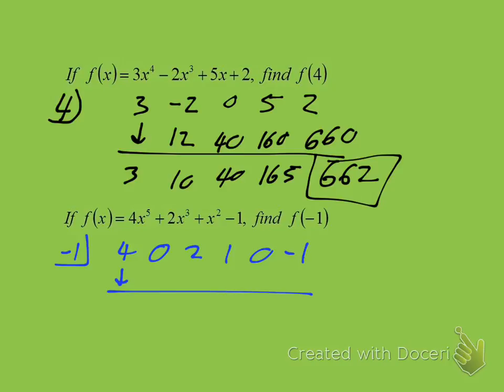Why did you put zeros there? Because there's no x to the fourth. Then the second one. There's no x either. See that? Okay, so 4, -4, -4, 4, 6, -6, -5, 5, 5, -5, -6.